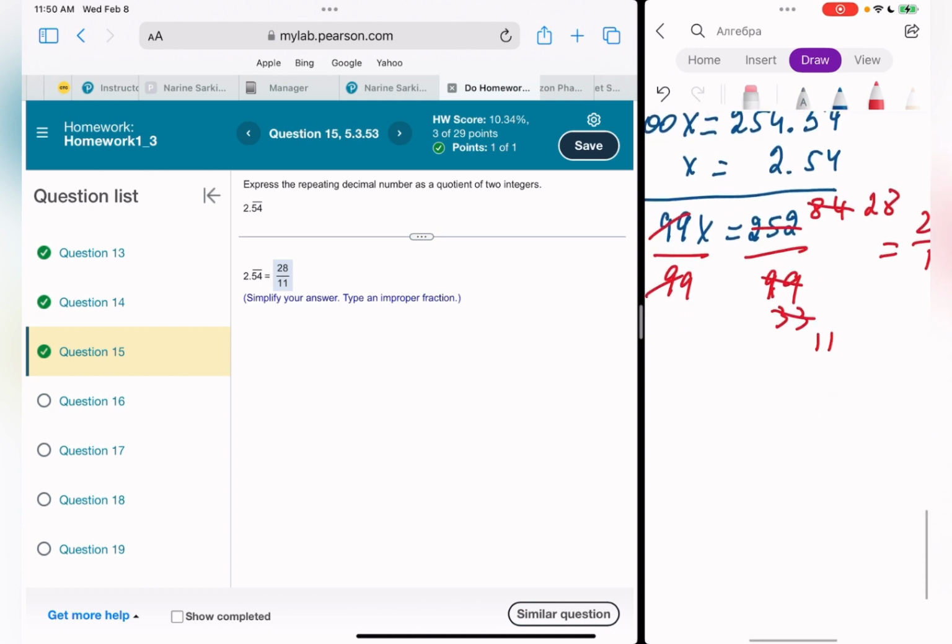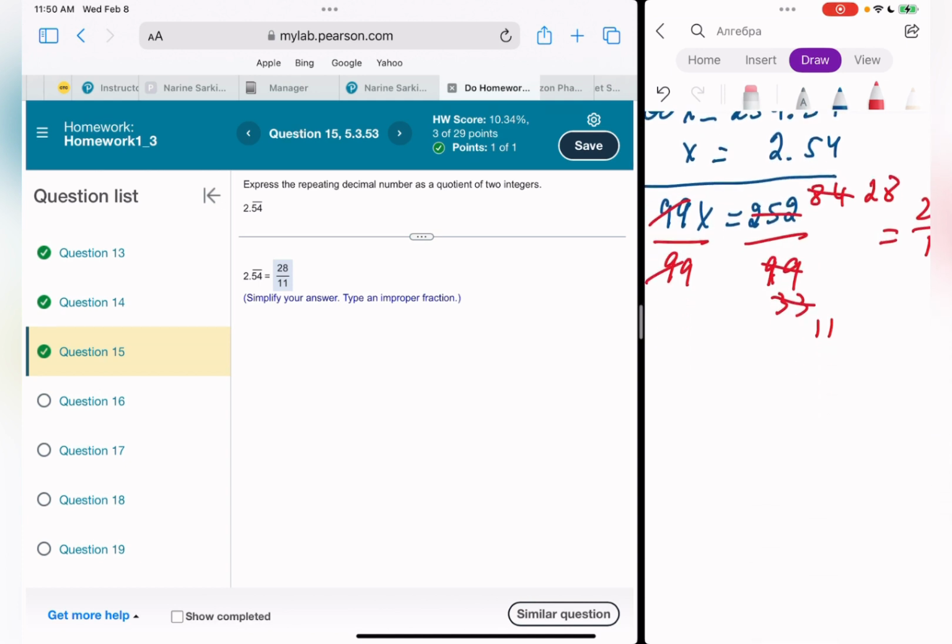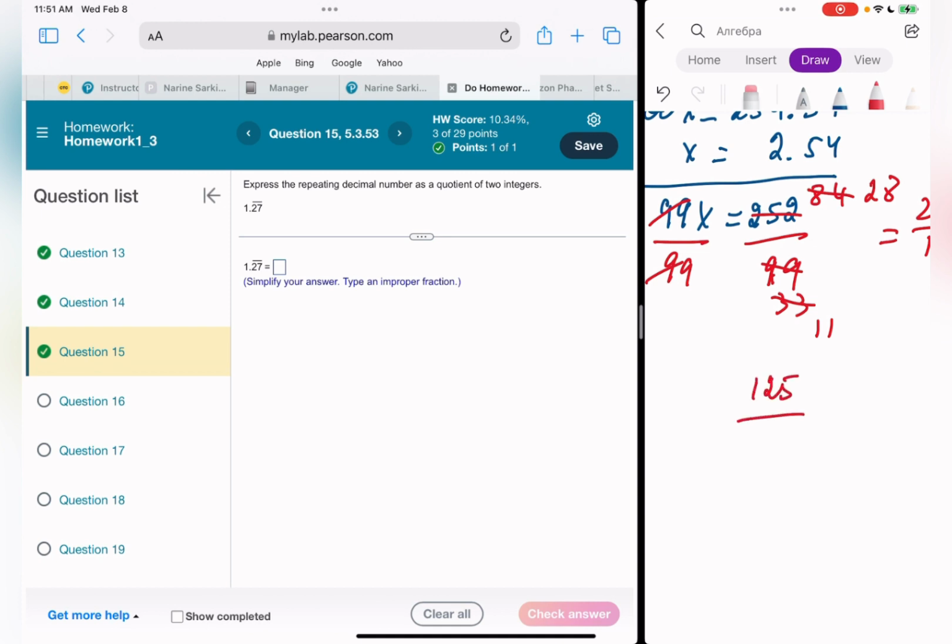Let's see if we can get a similar one. Let's practice. So 127 minus 2, it's going to be 125, right? And we're always going to divide by 99. When one decimal repeating, we divide by 9. Two decimals, 99. So here we are taking the 127 minus 2, ignoring the decimal, 125 over 99.